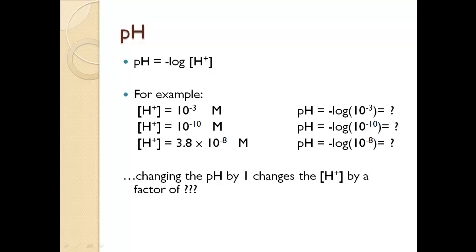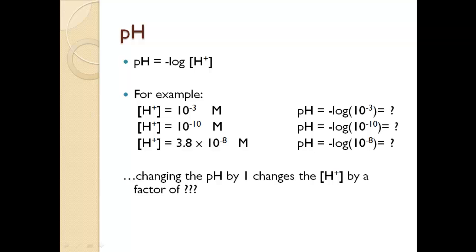What about the next one, 10 to the negative 10? Well, if you follow the same logic, this one's going to be a pH of 10. Very simple. That one's a basic solution. What about the next one? If you put 3.8 times 10 to the negative 8 molar and press log, you should get negative 7.42. But remember, you have that negative, you have to remove it, so it would be a pH of 7.42. It's actually sort of neutral, this solution. So you can see here that if you change the pH by 1, it changes the concentration of hydrogen ions by a factor of what? By 10, right? It's a log. So by a factor of 10.